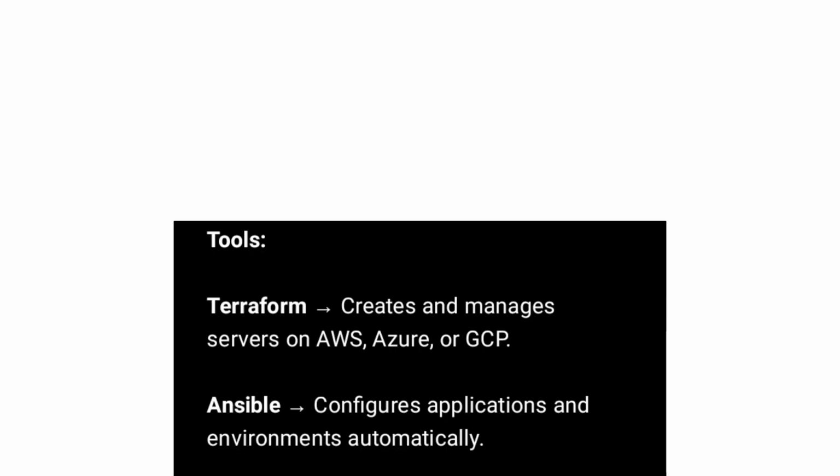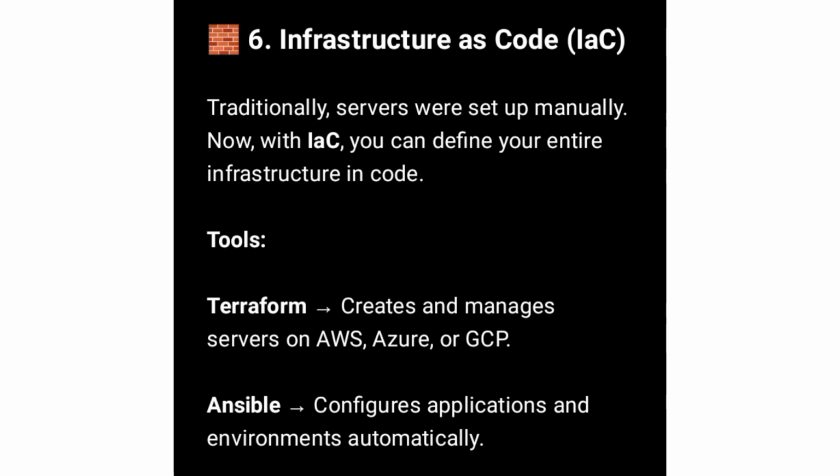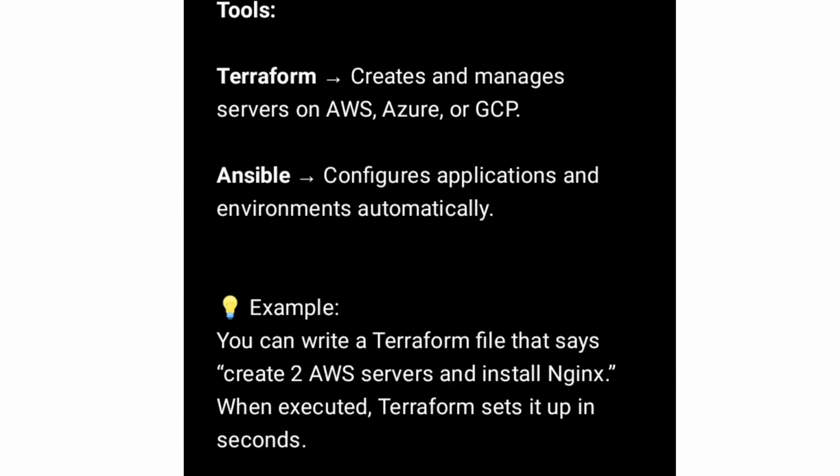6. Infrastructure as code, IaC. Traditionally, servers were set up manually. Now, with IaC, you can define your entire infrastructure in code. Tools: Terraform creates and manages servers on AWS, Azure, or GCP. Ansible configures applications and environments automatically. Example: you can write a Terraform file that says create two AWS servers and install Jenkins. When executed, Terraform sets it up in seconds.